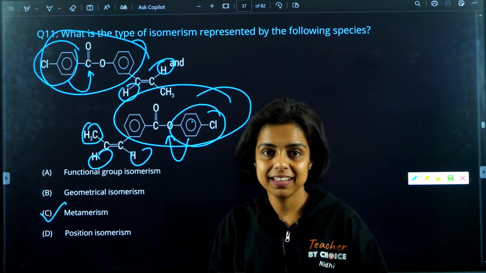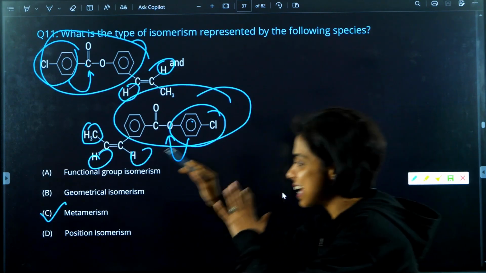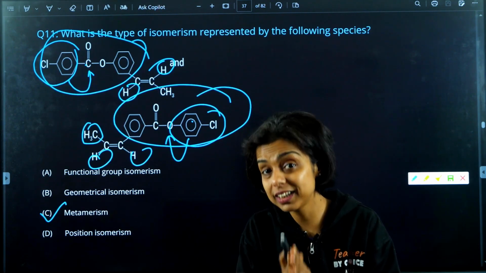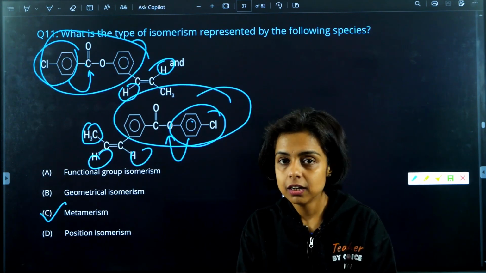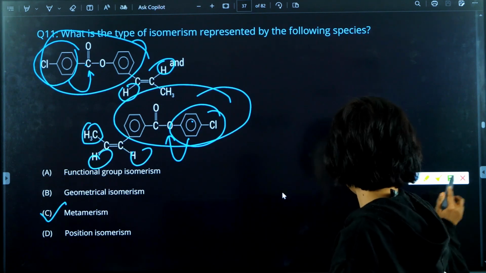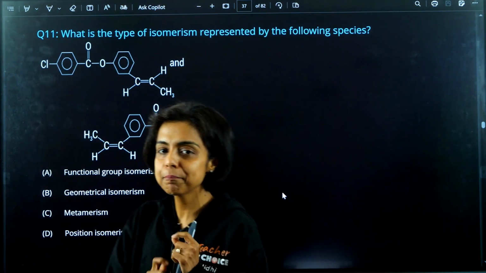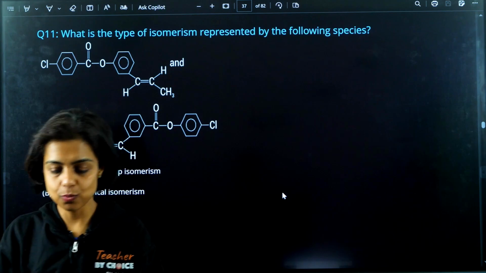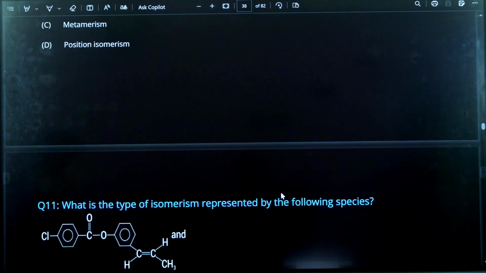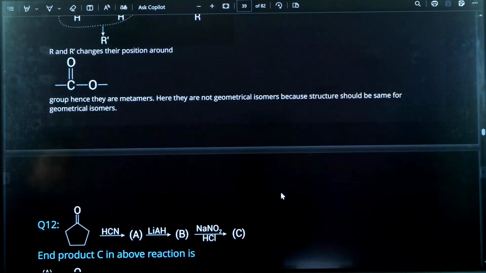They are not the same, right? So those who marked the answer as B, sorry to say, you have to be more careful, more mindful while checking the molecules. The correct answer is C. Indeed, I will say easy but a tricky one, right? So let's move ahead, guys.